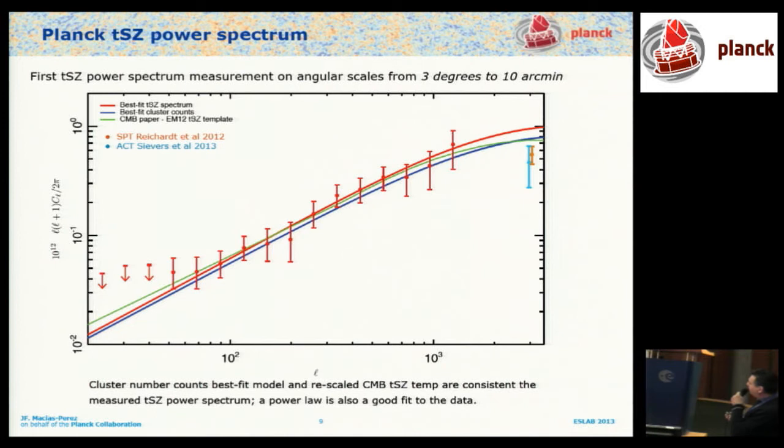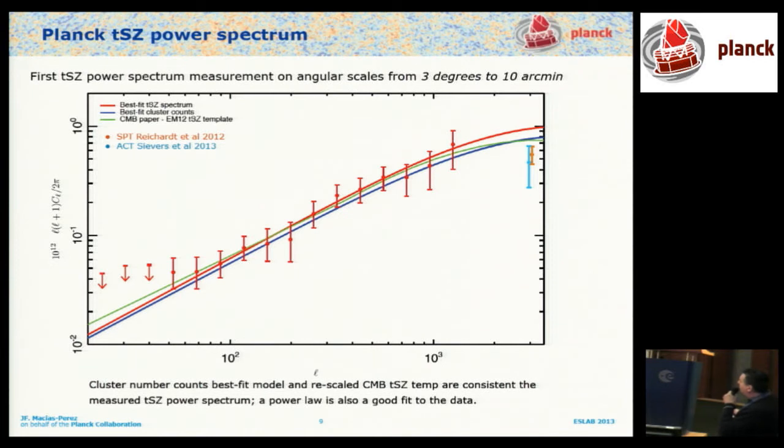I just plotted here the ACT and SPT data just for comparison. What you have here is our best fit model in red, and also for comparison in blue, I just plotted the best fit model that Marion presented before from the cluster number counts. You can see that both of them are consistent, as presented by Marion before.